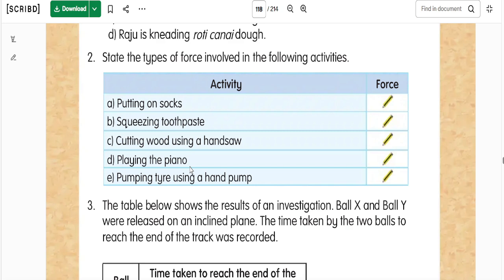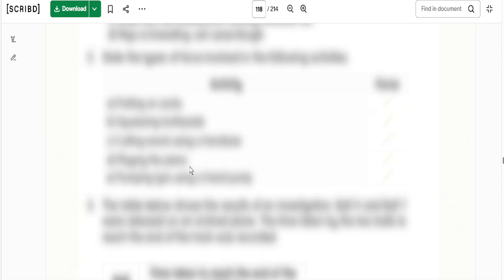Yes, read question number two. State the types of force involved in the activity shown. Putting on socks is applying force. Is it a push? Is it a pull? Pulling the sock over the foot. Okay. Next. Pushing. Yeah, pushing the paste out.